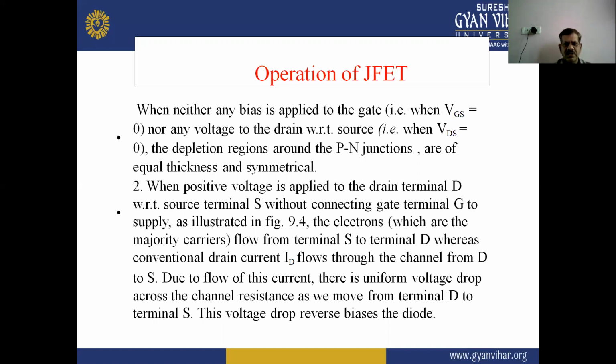Second, when a positive voltage is applied to the drain terminal D with respect to source terminal S without connecting gate terminal G to the supply, as given in this circuit diagram, the electrons, which are the majority carriers, flow from terminal source to terminal drain, whereas conventional drain current ID flows through the channel from drain to source. Due to the flow of this current, there is a uniform voltage drop across the channel resistance as we move from terminal D to terminal S. This voltage drop reverse biases the diode.